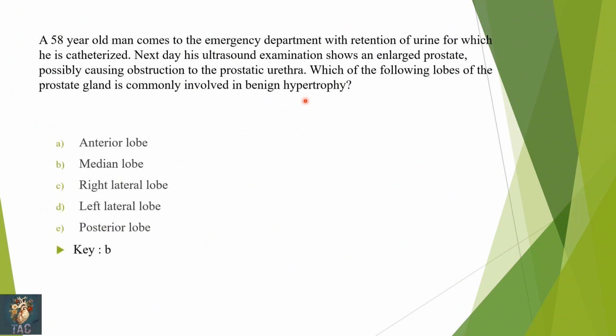So please remember, out of these, the median lobe is the one which in all cases will be affected in benign prostatic hypertrophy, and in case of CA prostate it will be the posterior lobe. So the question may be for benign prostatic hypertrophy, so you have to write down the median lobe, and if the scenario is about CA prostate, then you have to write the posterior lobe.